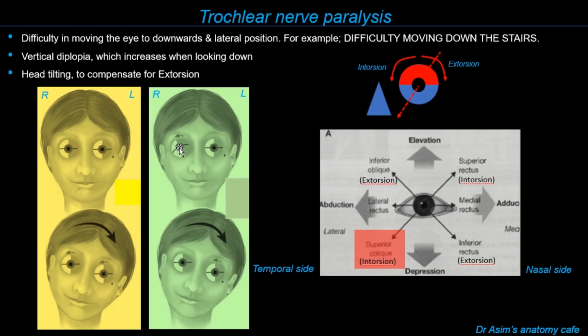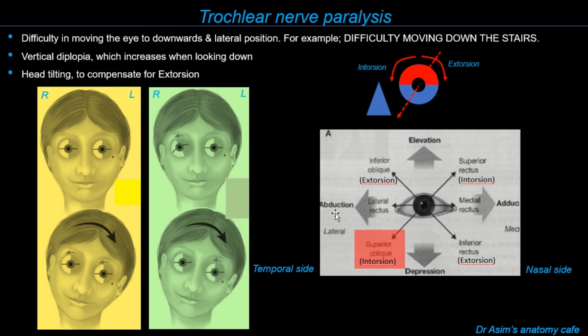Now, if the same patient suffers from an infarction or a lesion of the fourth cranial nerve or the nucleus, let's say on the right side over here, then that would actually cause the right eyeball to become slightly elevated and extorted.